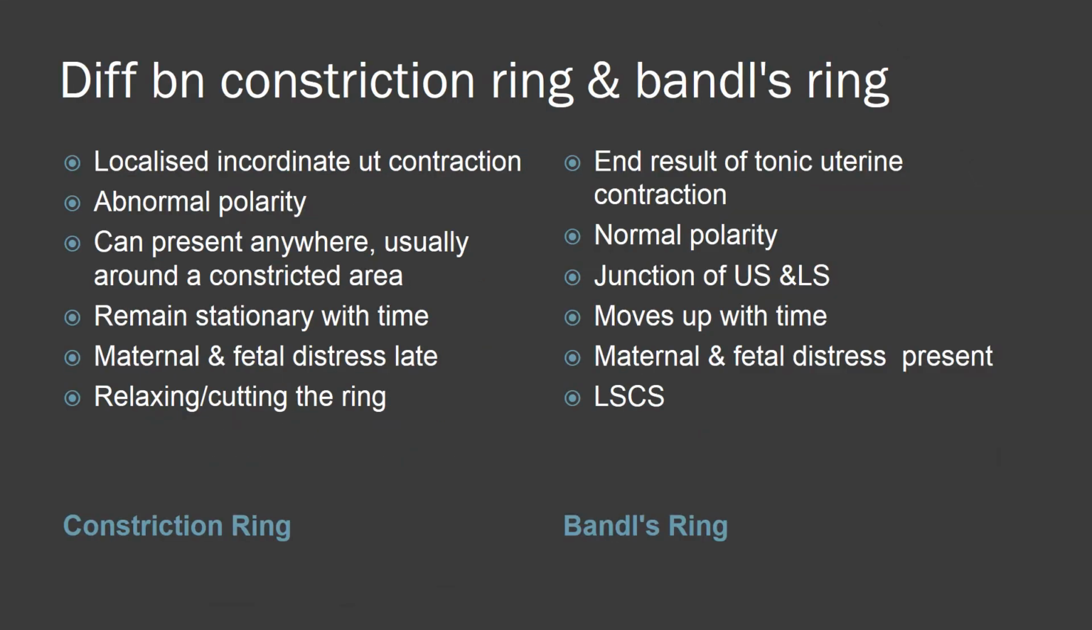Coming to how to differentiate between a constriction ring and Bandl's ring. A constriction ring is a localized incoordinate uterine contraction. There is loss of polarity, and it can present anywhere in the uterus, usually around a constricted area of the fetus. It remains stationary. Maternal and fetal distress usually doesn't occur, and even if it appears, it will be very late in labor. And the treatment is to relax or cut the ring.